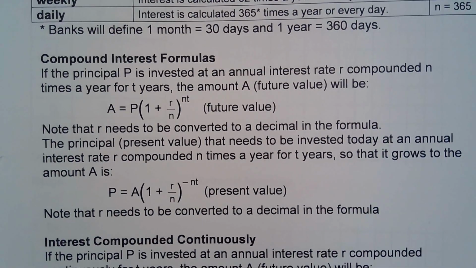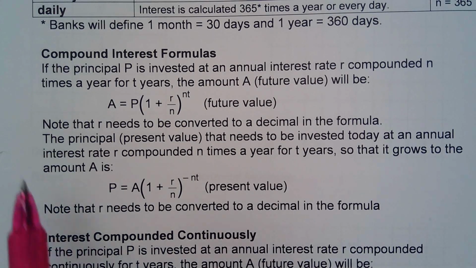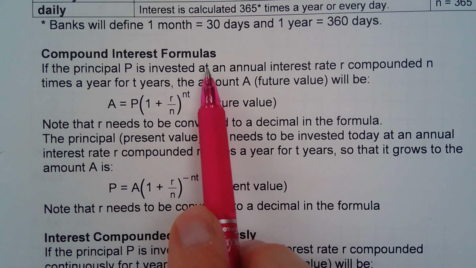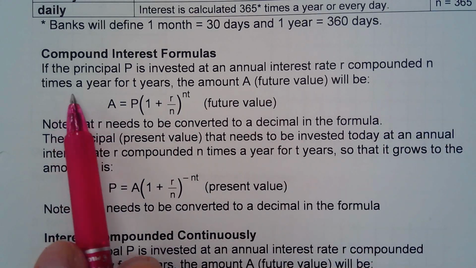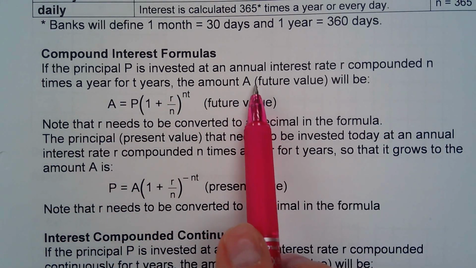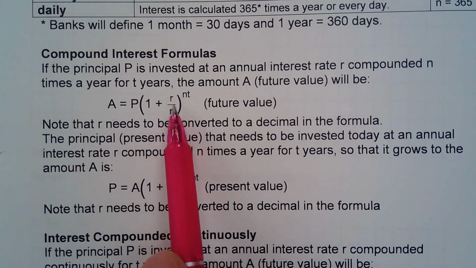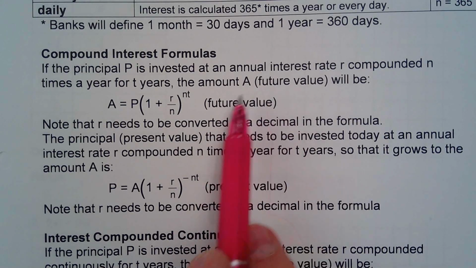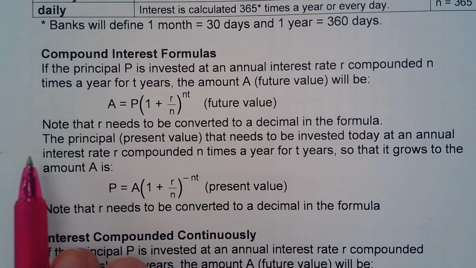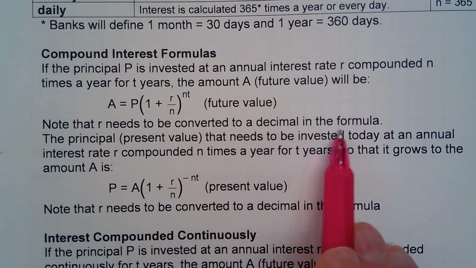So we have 2 compound interest formulas. If the principal P is invested at an annual rate R compounded n times a year for t years, the amount A, the future value, will be A equals P, parentheses 1 plus R over n, raised to the nt. That's our future value. Note that R needs to be converted to a decimal in the formula.